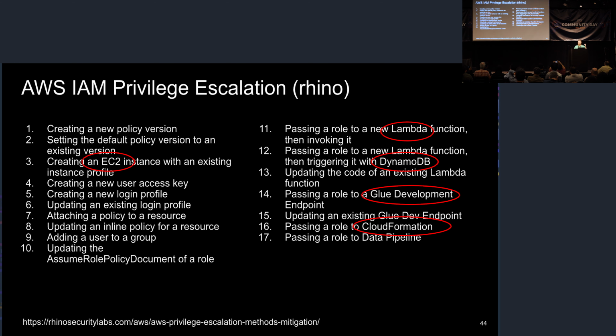This is out of date. They're in the 20s, maybe 30s. Every time there's a new way to escalate privileges. I circled in red some interesting ones because there are other services. It's how to use EC2, Lambdas, DynamoDB to escalate privileges, right? It's not as simple as, oh, the permissions are wrong. It's a little more complicated.